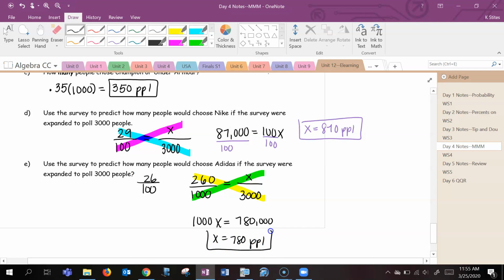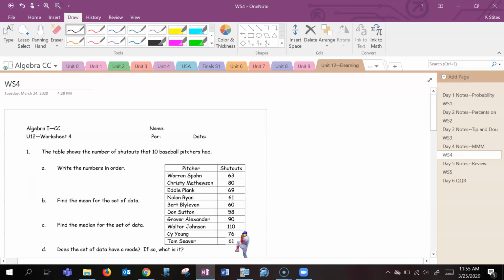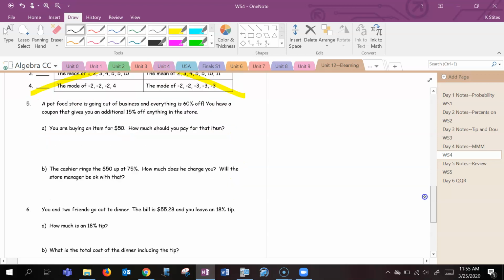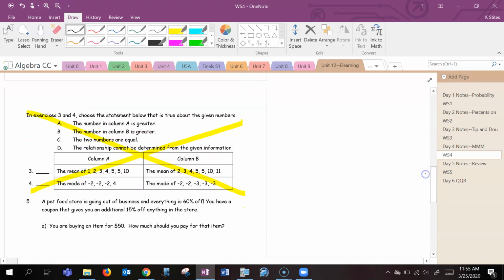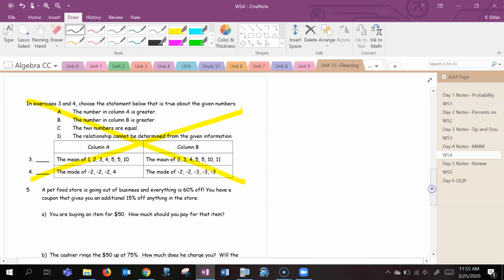All right, great. We got in some mean, median, mode, and some review. Awesome. Flip the page. Let's talk about what we're going to do on your homework. So worksheet 4 is just focused on mean, median, and mode. It's just front and back, but you can go ahead and cross off 3 and 4. Oh, I'm sorry. I was wrong. You have some review on the back as well. Okay, but 3 and 4 you can get rid of.